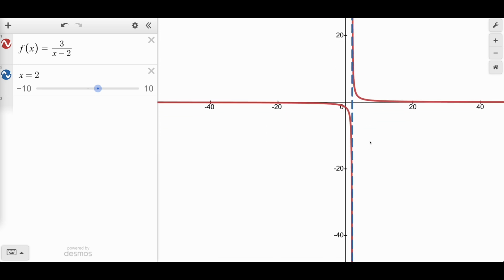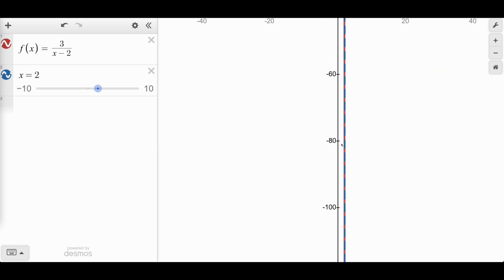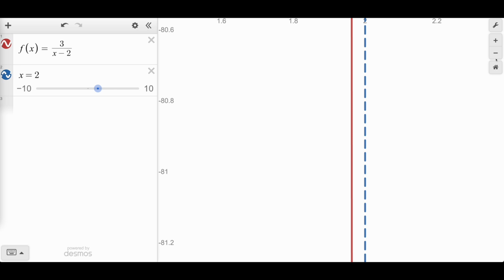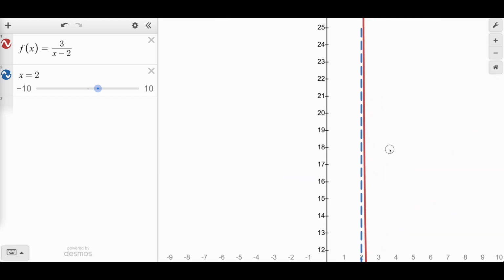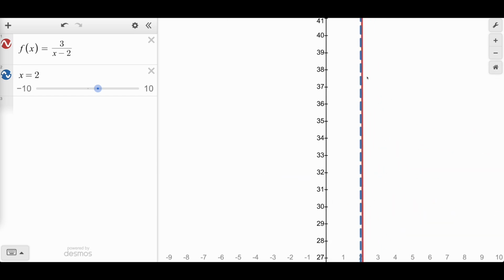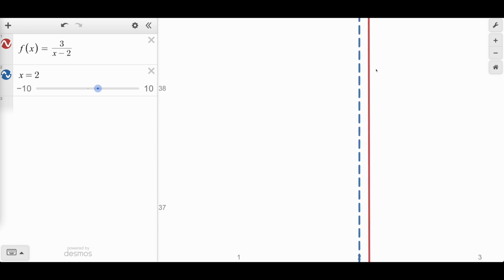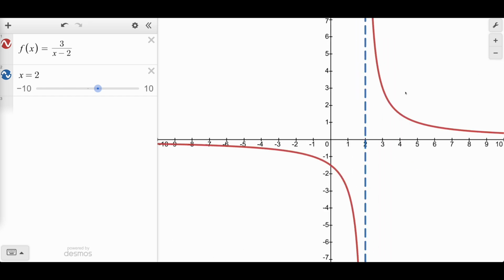If I zoom out, it looks like it's touching it as I go further and further down, but if I zoom in, you can see it's off by a little bit still. If I go back here and do the same thing up here, it looks like it's getting closer and closer and closer, but if you zoom in, you'll see it's actually separated by a little bit. It's getting infinitesimally closer to it, but never actually reaching it. That is what a vertical asymptote is.